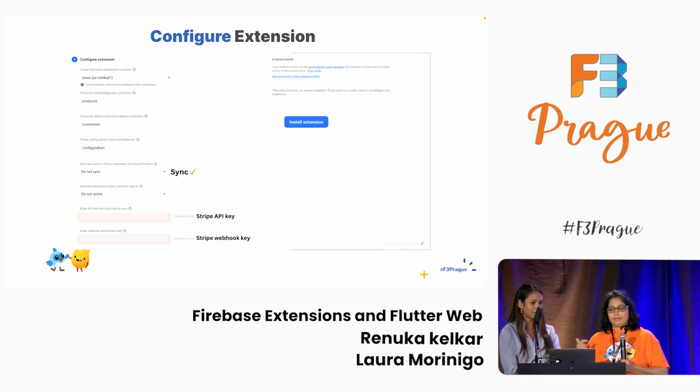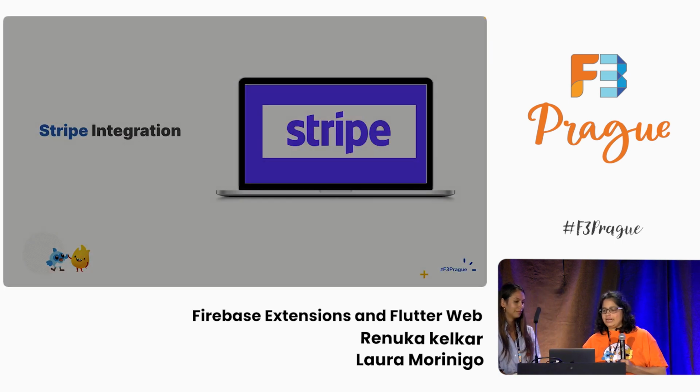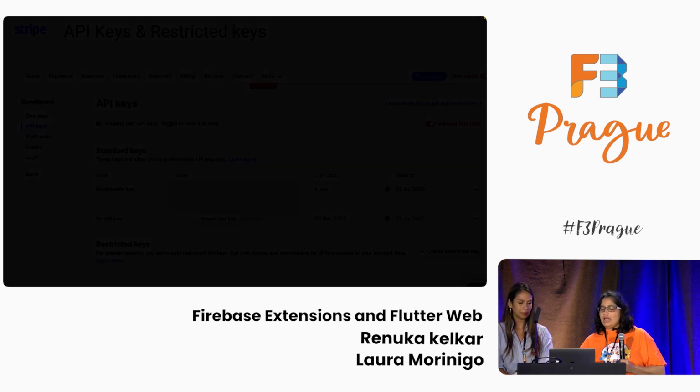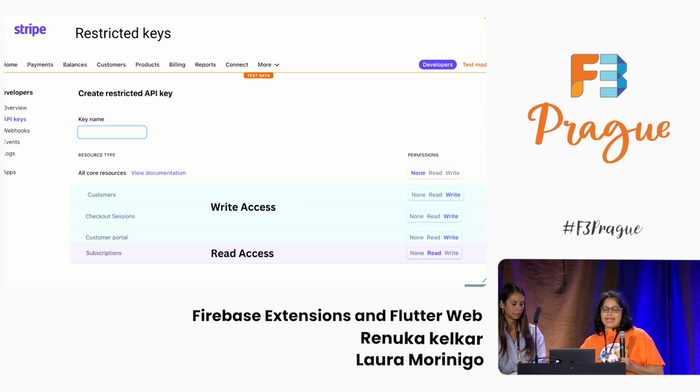Here as well, while doing the configuration of this extension, just first add the Stripe API key, then go to the Stripe dashboard again, then you have to integrate. Just like Laura has mentioned, you can use the restricted key as well. And then you have to give the access. You have to give the access to the customer collection, checkout session, customer portal as write access. And for the subscription, you have to give read access.